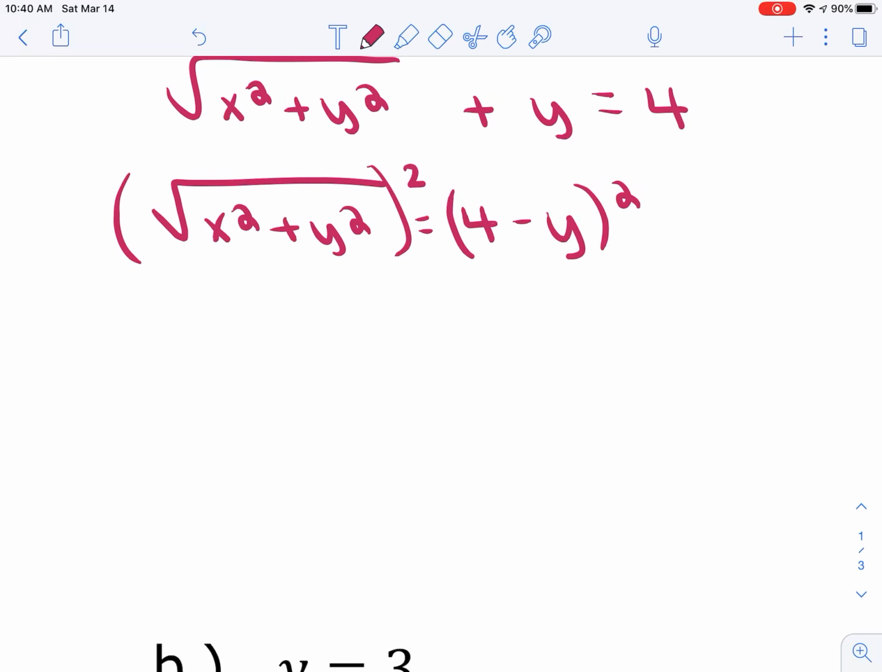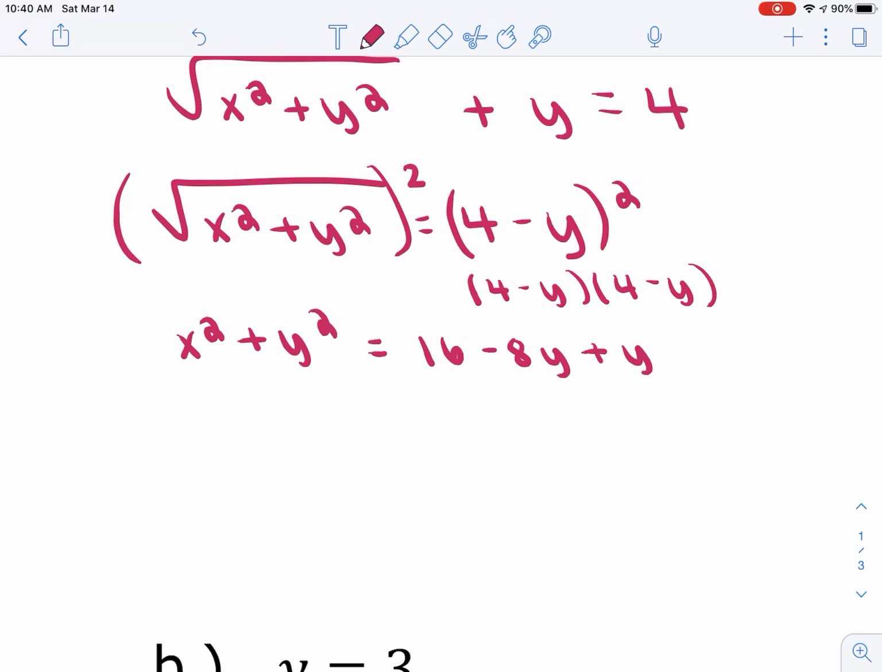So we're going to square both sides, and we have x squared plus y squared on the left. And then on the right-hand side, think about writing this out twice. You're going to get the 4 times the 4, 16, a middle term of negative 8y plus the y squared. Now, looking at this, I'm excited to see that the y squareds will cancel, because when I subtract, you'll see that those will cancel. And what I'm left with here is x squared equaling 16 minus 8y.